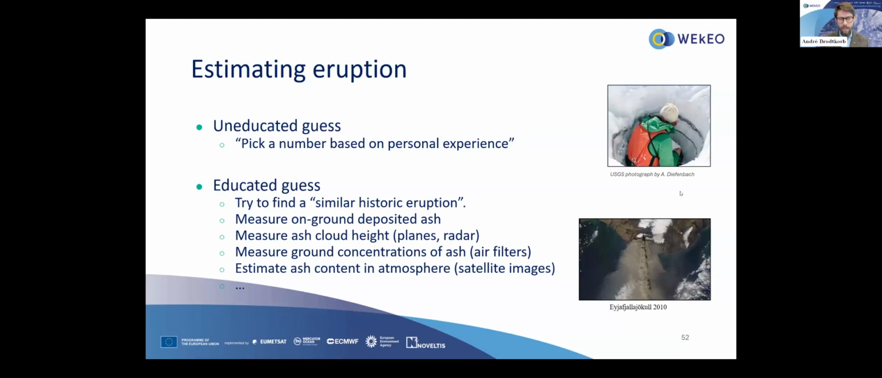We could start with an uneducated guess, having an expert thinking of a number. The problem is that we don't really have these experts readily at hand when there isn't an eruption. But then we could make more of an educated guess. We could find a similar historic eruption. We could look at on-ground deposited ash, measure the ash cloud height through planes or radar. Or we could do ground concentrations of ash through air filters. But all of these have a time delay before you actually get it. What we can do with the satellite images is to see the whole extent of the ash cloud as visible from a satellite, which is really valuable.